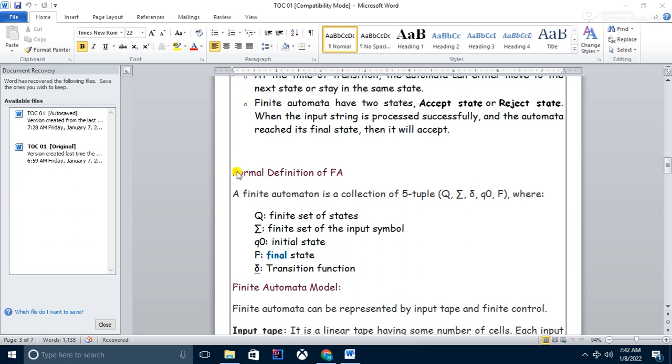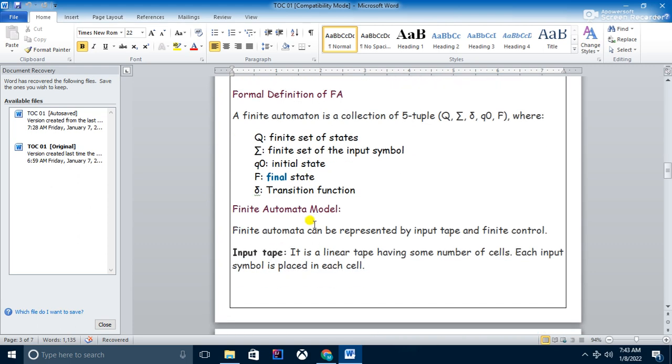So finite automata is basically a collection of tuples. It has a finite set of states, a finite set of input symbols, an initial state, a final state, and a transition function. These are basically the 5 things which are used to define the finite automata. That's why it is called 5 tuples.